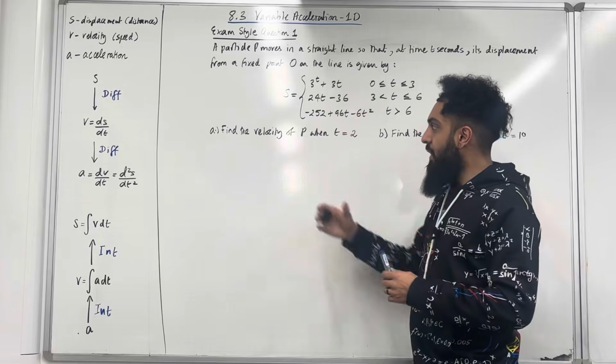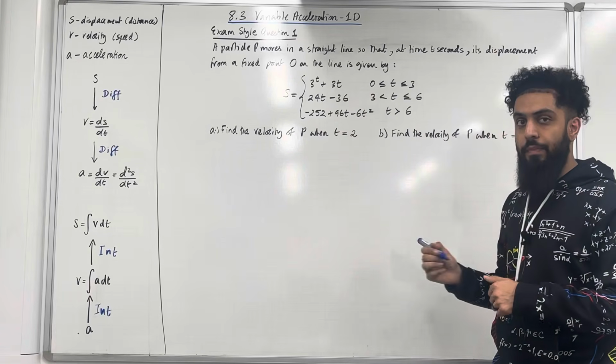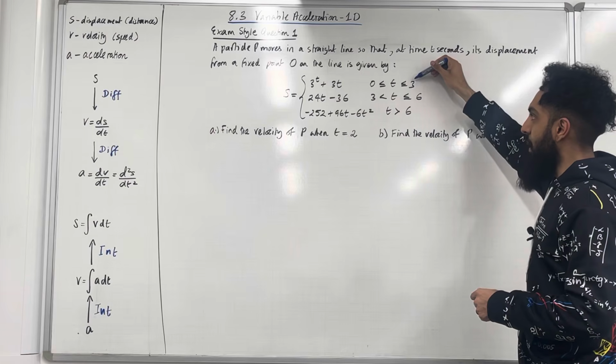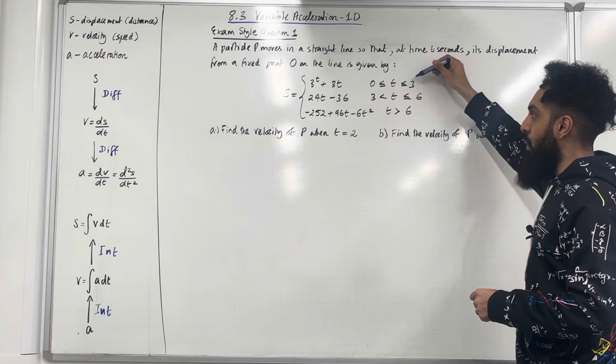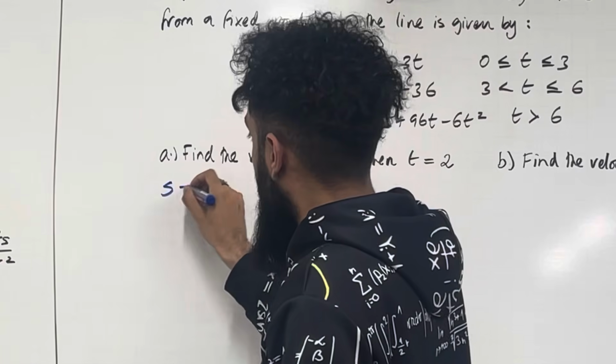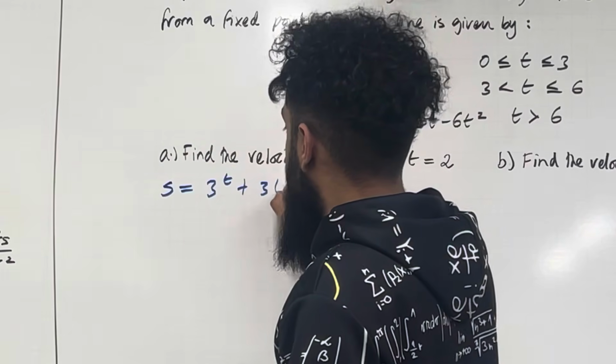So S can take on these three possible displacement equations dependent on the interval for t. Part A, find the velocity of P when t is equal to 2. First of all, t equal to 2 falls in this interval over here. So the displacement equation that we have to use is the first one. S equal 3 to the power t plus 3t.